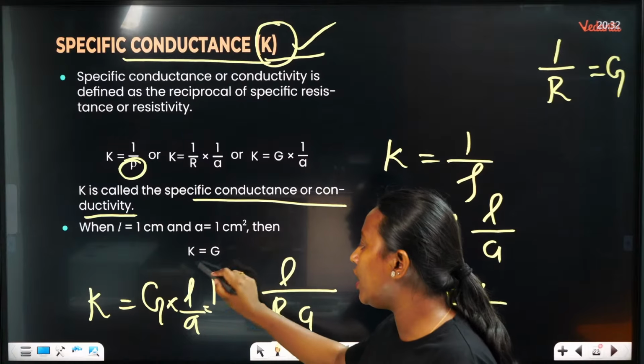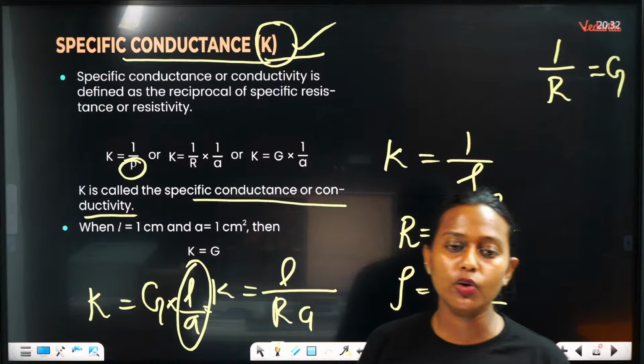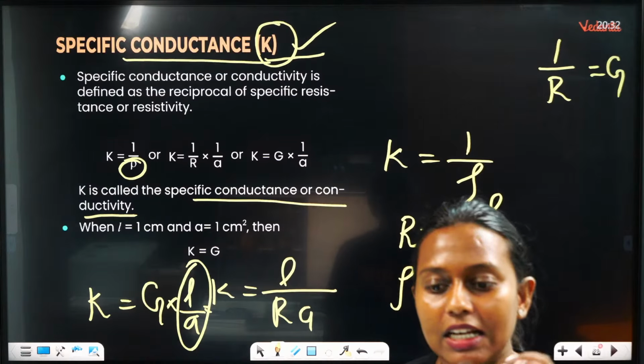So when L and A are 1, what happens? K is equal to G. Is it clear guys? Is it clear?